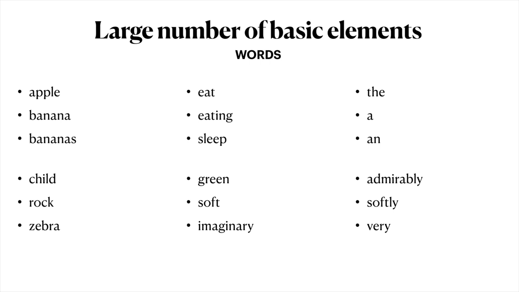In English, we have a small set of words that are called determiners, words like the, a, and an. Not every language has determiners. And one last set of examples, words like admirably, softly, and very, that are adverbs that describe adjectives or verbs.